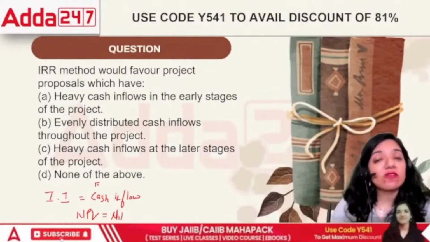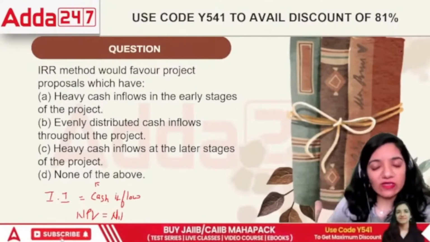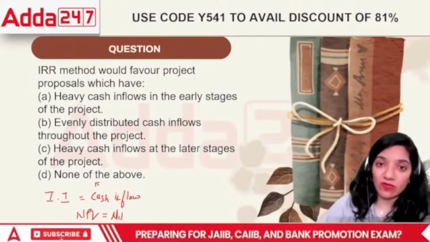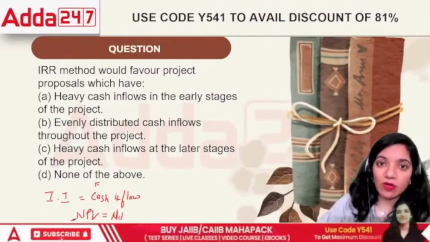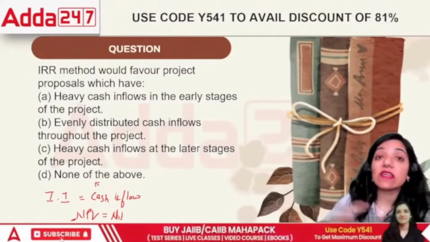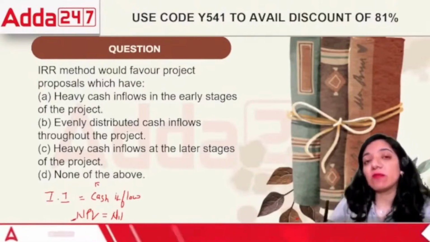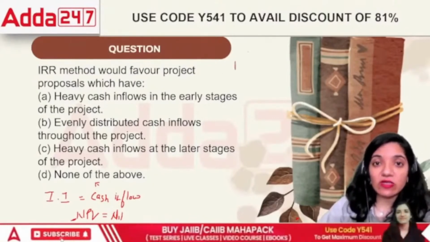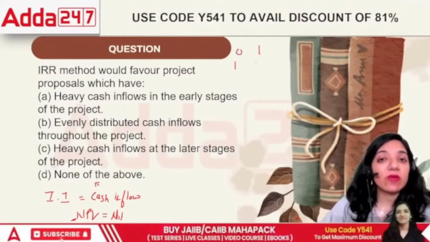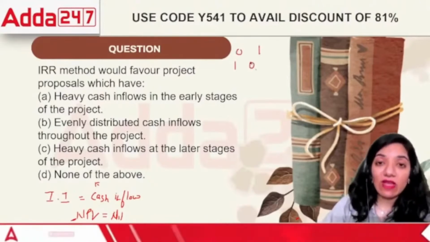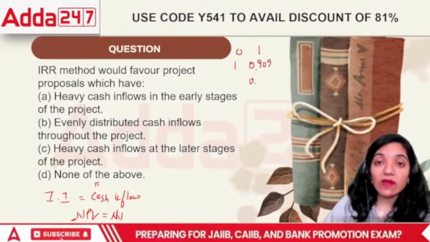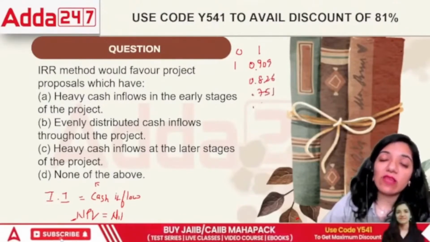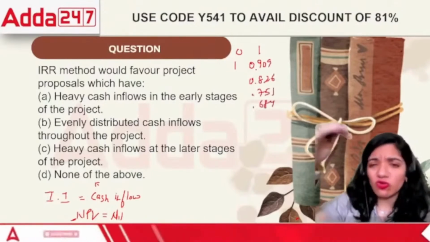If we have heavy cash inflows in the early stages, the PV factor is also higher. PV factor declines over the period of time. For example, let me give you a particular PV factor, that is PV factor at 10%. If we take 10% now, the PV factor would decline like this. For the 0th year, today, it is 1 rupee. After 1 year, the value is 0.909, then 0.826, 0.751, then it goes to, I think, 0.684. So it just goes like that.